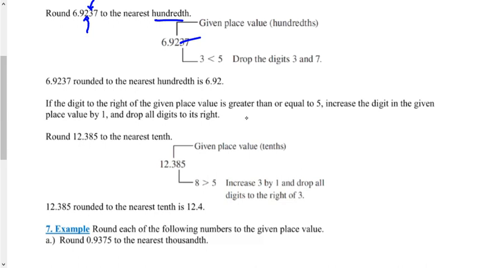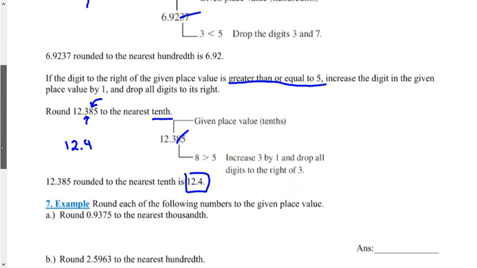Okay, if the digit to the right is 5 or greater, you increase the original digit by 1 and then drop all the rest. So if I want to round this to the nearest tenth, I first identify the 3 as being the tenth, and I look past it, and I see, hey, this is 5 or larger. That means that I'm going to increase this 3. I'm going to change this up to be a 4, so this will be 12.4, and then you drop everything afterwards. So it's just 12.4.